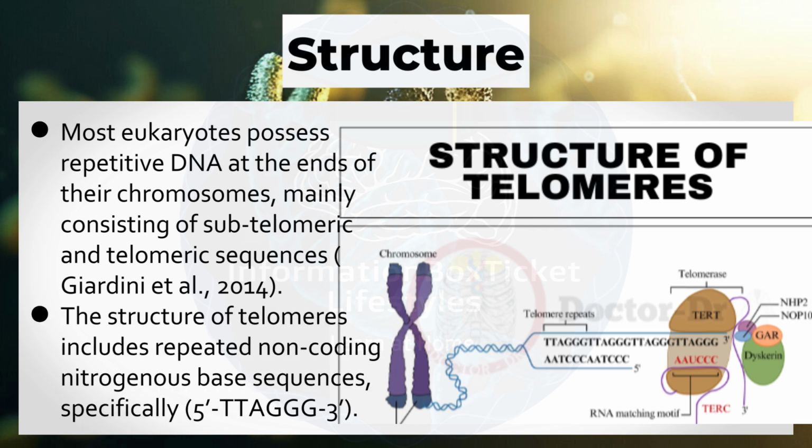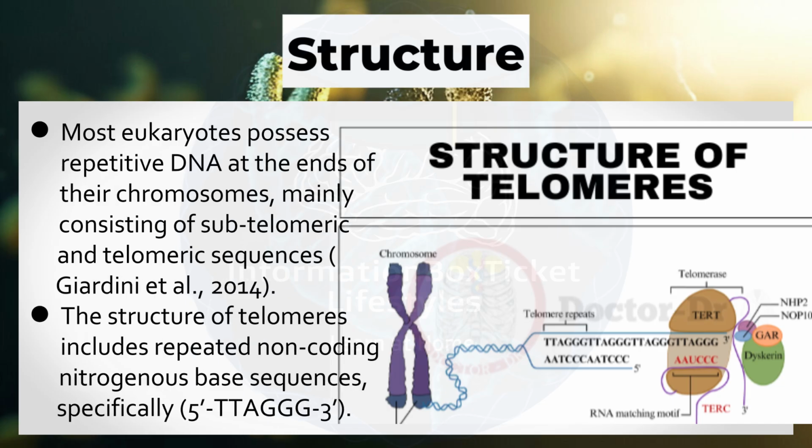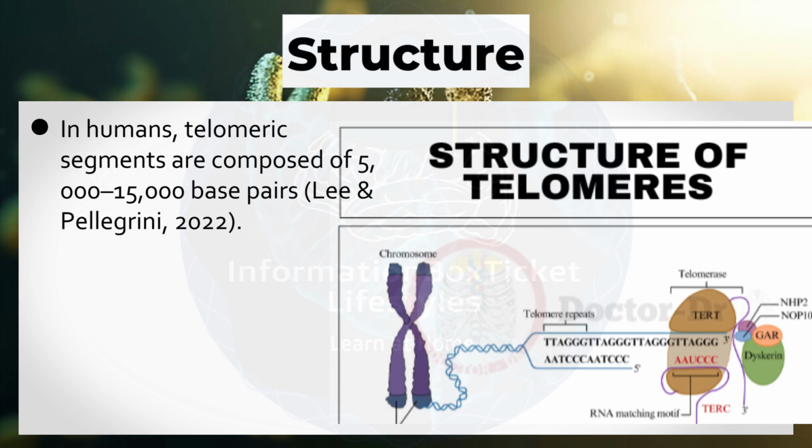The structure of telomeres includes repeated non-coding nitrogenous base sequences, specifically 5'-TTAGGG-3'. In humans, telomeric segments are composed of 5,000 to 15,000 base pairs.